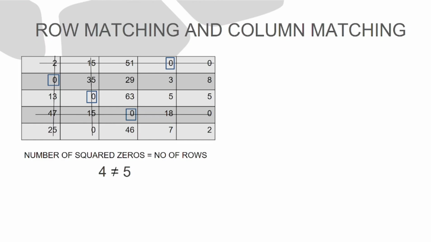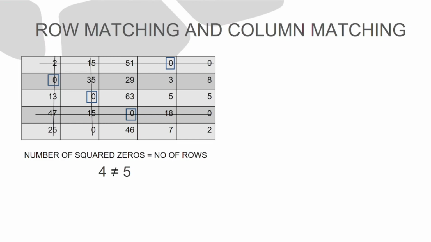Then we move to column matching, where the first column is checked. Since the first column has been stricken out, we are omitting that column. Even the second column has been stricken out, so we are omitting that column. When we move to the third column, we can see there is 1 zero, hence we are striking that row horizontally. And when we move to the fourth column, we can see that there is 1 zero, and we are striking out that row horizontally. Again, we check the final column, there are no zeros, so we are not striking out anything.